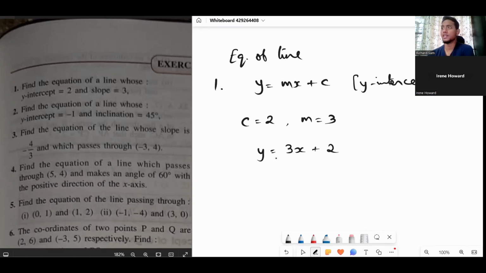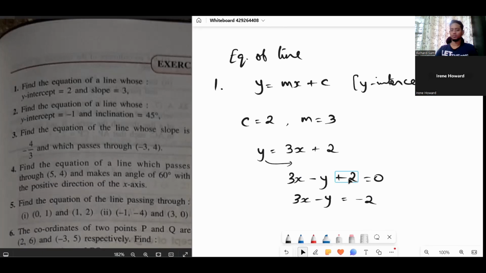You can rearrange this and write it in any other form that you want. Like if you take the 3x on the left side, 3x will become minus 3x. So don't do that. Let's take the y on that side. So we have 3x minus y plus 2 is equal to 0. So this is one way to write the equation of a line. There's another way. You can take the 2 on the other side. So then you have 3x minus y is equal to minus 2. These are three different ways of writing the equation of the line. Any one of these is right. Okay. All right. Write this first question and do the second one. I'll just come in a minute.